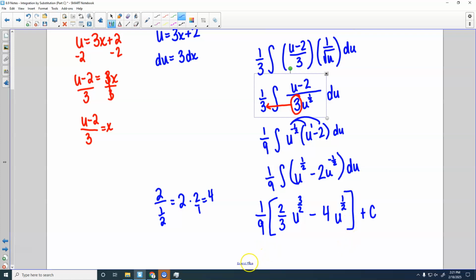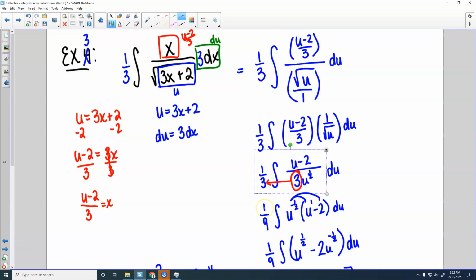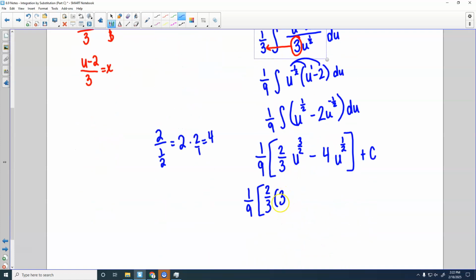And our last step would be to plug the u back in. So we would have 1/9 times 2/3 (3x plus 2) to the 3/2 minus 4 times (3x plus 2) to the 1/2 plus c. Let me look at the answers on the ones you have for homework and see if I need to do one more step here.